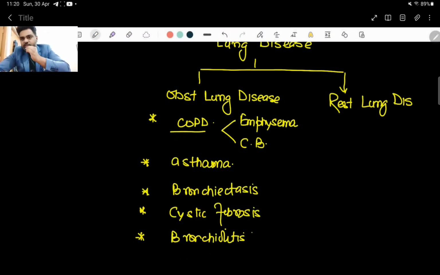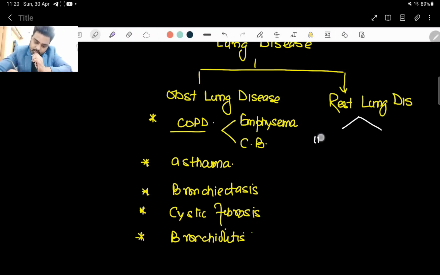Now restrictive lung diseases can be of two types. One type is where the parenchyma of the lung is involved. That is known as the intrinsic or parenchymal restrictive lung disease. And the other is the extraparenchymal lung disease, in which the cause of restriction is not the lungs. It can be the pleura, the bones or muscles around the lungs, or central causes, that is the brain. So restrictive lung disease can be classified into two types.